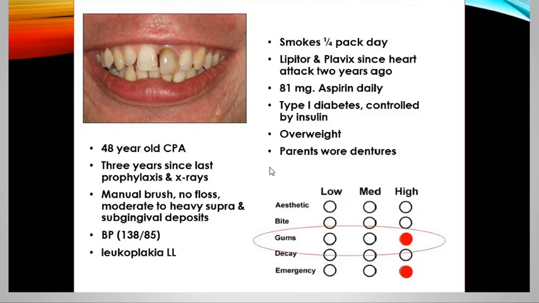What do we also know about periodontal disease and diabetes? Definitely bidirectional. He was overweight, and here's the hereditary component: his parents wore dentures. So as we look at his gums, he's definitely high-risk perio. In order to treat him, we're going to need to employ our hygienist, aren't we? He's high risk for emergencies in the future, especially in the perio category.